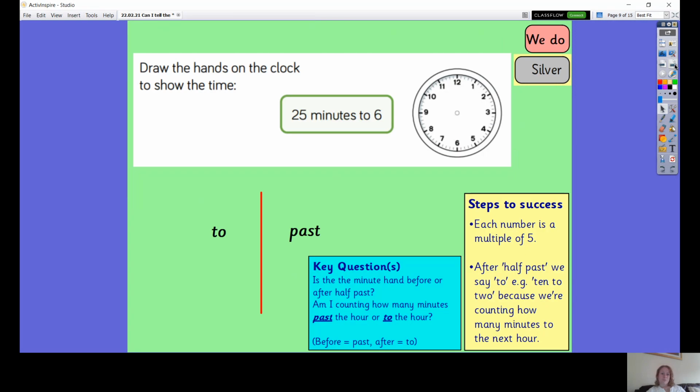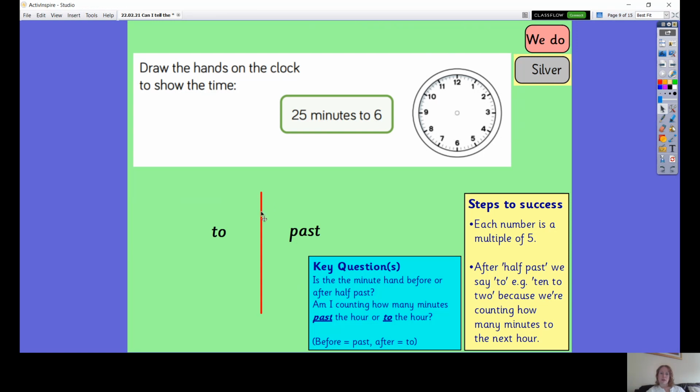Okay, can you pause here? And I would like you to have a go. It's quite tricky. I'm not going to ask you to draw lots of clocks. This is the only one, certainly for the time being. But can you try and draw a clock for me? And can you just draw where you would put the hands to show the time 25 minutes to 6?